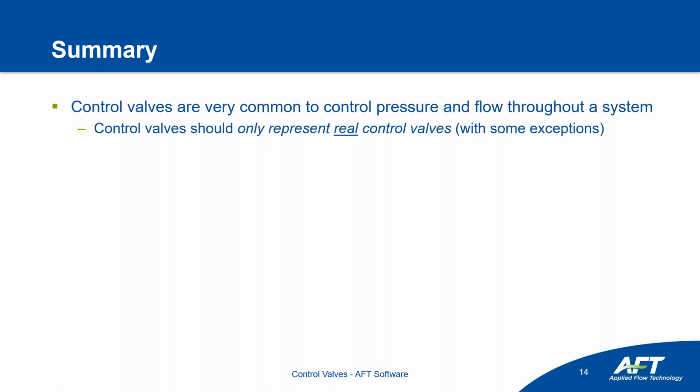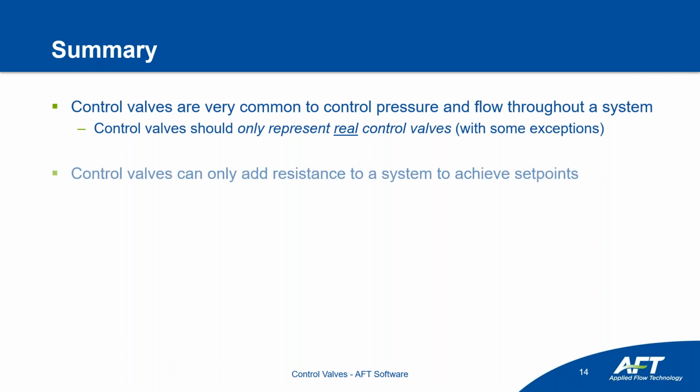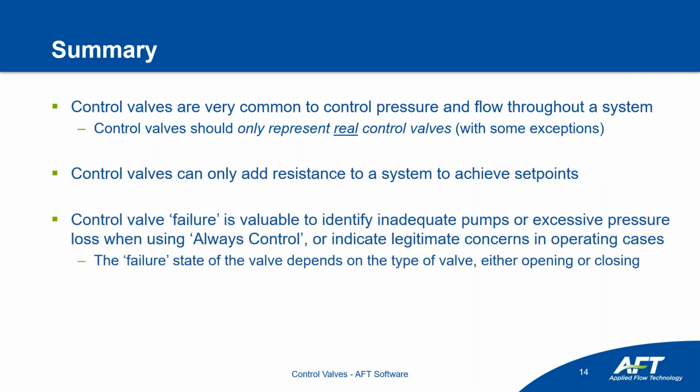We saw in the error example, we used a constant pressure drop control valve just to introduce some additional pressure loss into our system. Control valves can only add resistance to a system to achieve set points, which is why a feature like always control, where it can tell you how much pressure you need to add to achieve a set point, is valuable for troubleshooting, but obviously not going to be representative of your physical system.